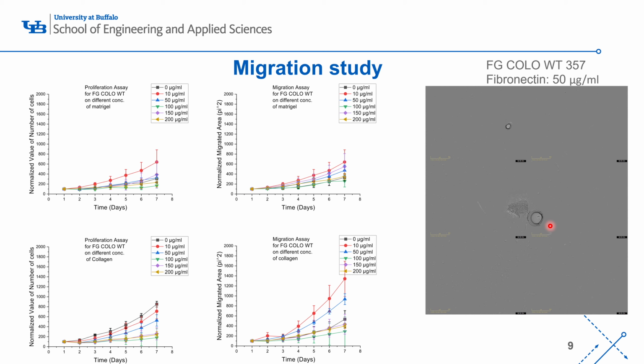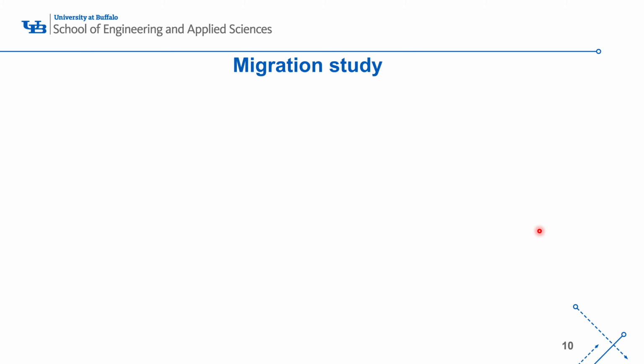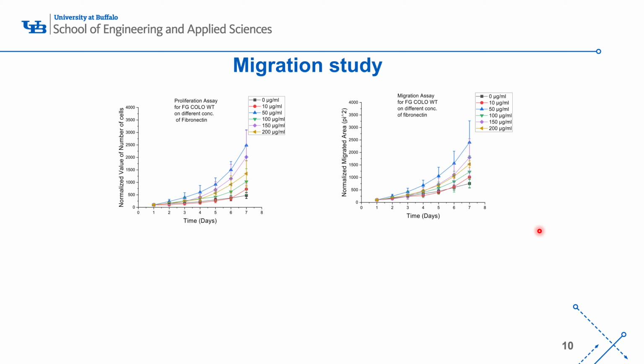It's not running, but in this case the proliferation is increased to a greater extent, and we will see the result in the next slide. I don't know why this video is not running. In the case of fibronectin, what we have seen is that at around 50 microgram per ml, the FG colo wild type cells have maximum proliferation and maximum migration.